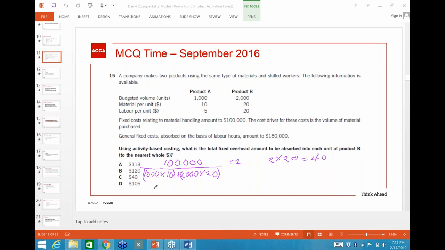So again, general fixed costs are based on labor hours. I don't have labor hours, but then again, just like what I said for material, the labor cost will vary directly proportionate to the labor hours. So I will have to go with cost where I say 1000 into 5 plus 2000 into 20. That gives me a 4. So now we have a 4 into 20, which is 80, giving me 120. Answer B.